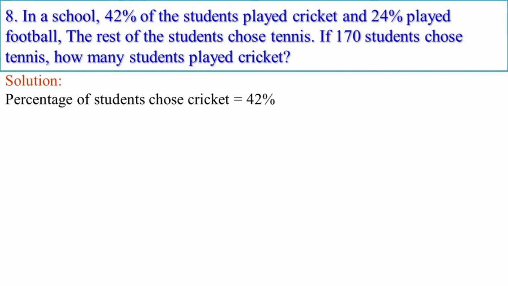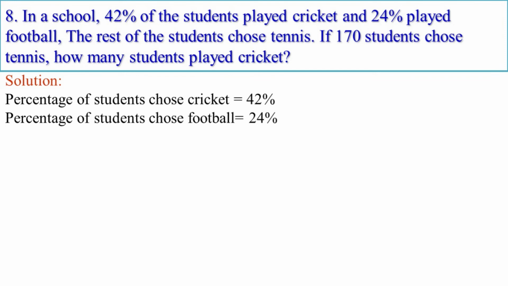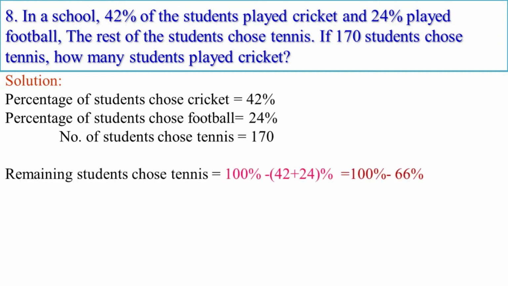Percentage of students who chose cricket is equal to 42%. Percentage of students who chose football is equal to 24%. These are given in the question itself. And it is also given that the number of students who chose tennis is 170. We know how to find the remaining if they have given percentages. Percentage is always compared to 100%.